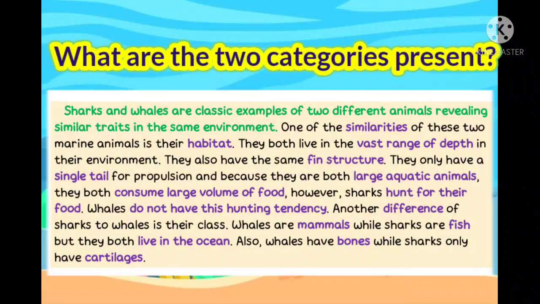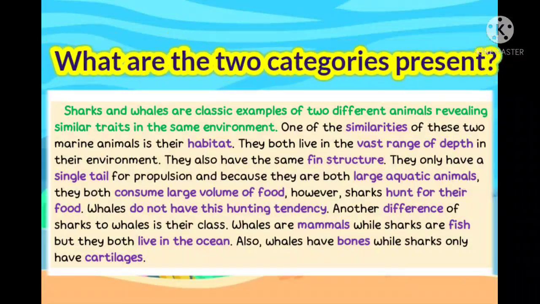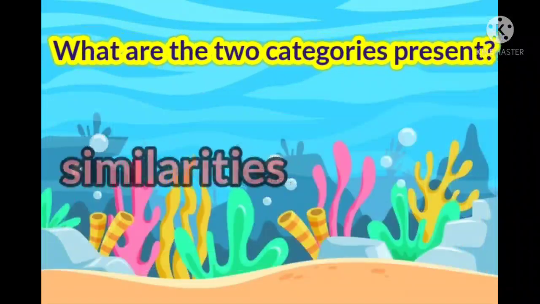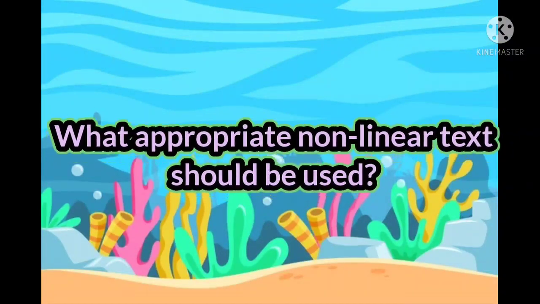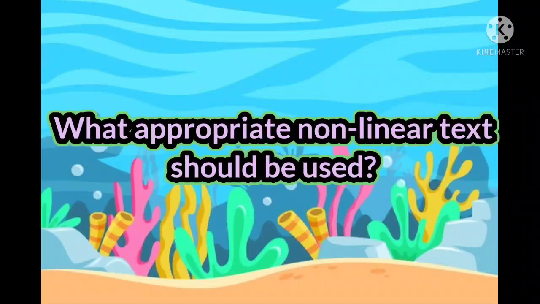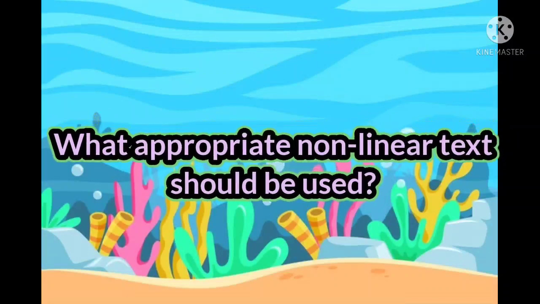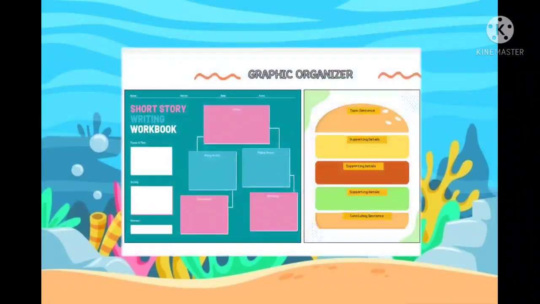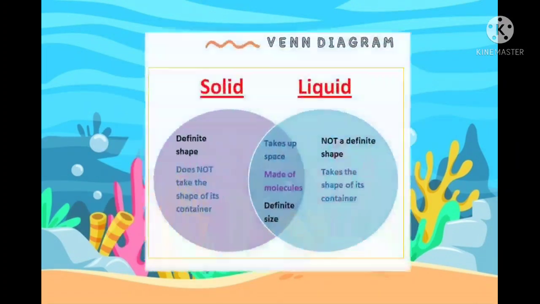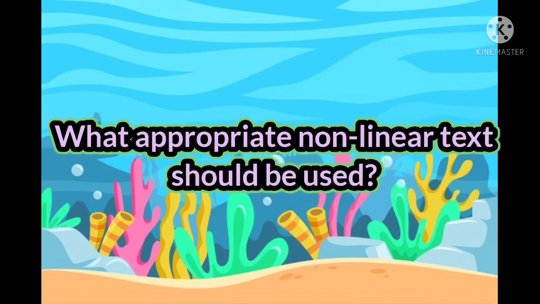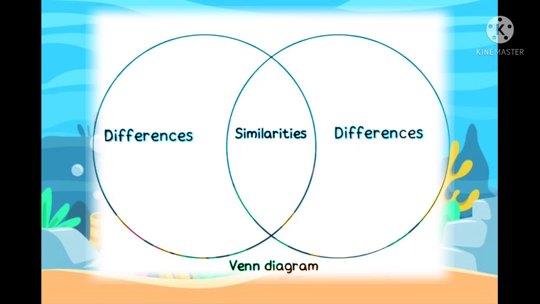Based on the details and information from this text, what are the two categories present? And the answer is similarities and differences. And what do you think is the most appropriate nonlinear text that should be used to present and show the similarities and differences of both sharks and whales? Should it be a graphic organizer, graphs, or a Venn diagram? What is your answer? If your answer is Venn diagram, then you are correct.